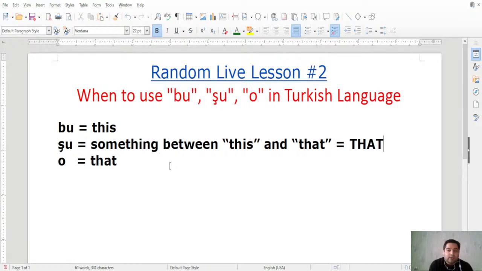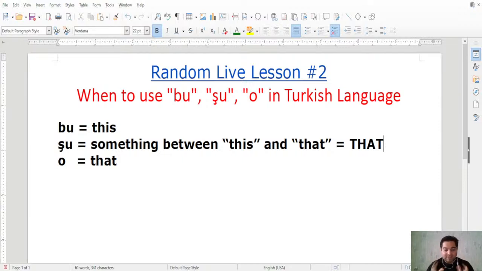Therefore, if you really want to know what şu means, the closest meaning of şu will be that, not this, okay, because şu or o have a bit more proximity, hi Fabiola, more of a closeness than bu. So as a rule, it all depends on the context.